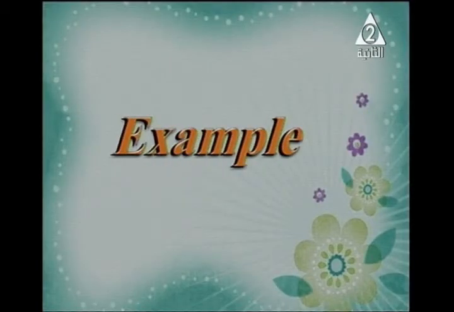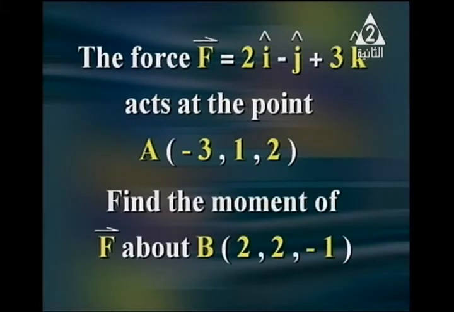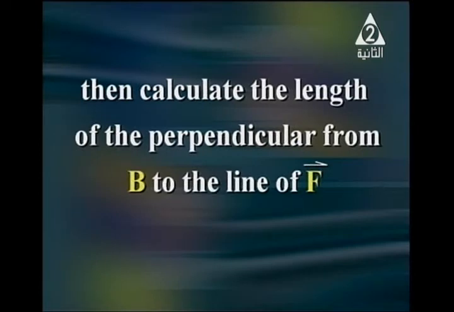Look at the example. Dear student, the force F equals 2i minus j plus 3k acts at a point A (negative 3, 1, 2). Find the moment of F about point B (2, 2, negative 1). Then calculate the length of the perpendicular from point B to the line of the F vector.